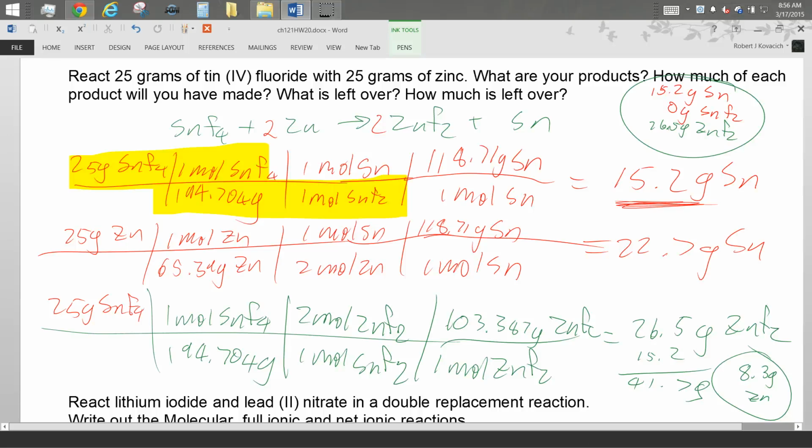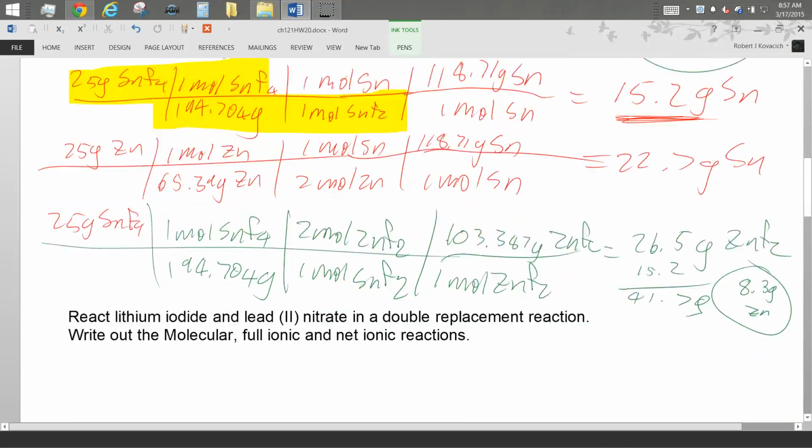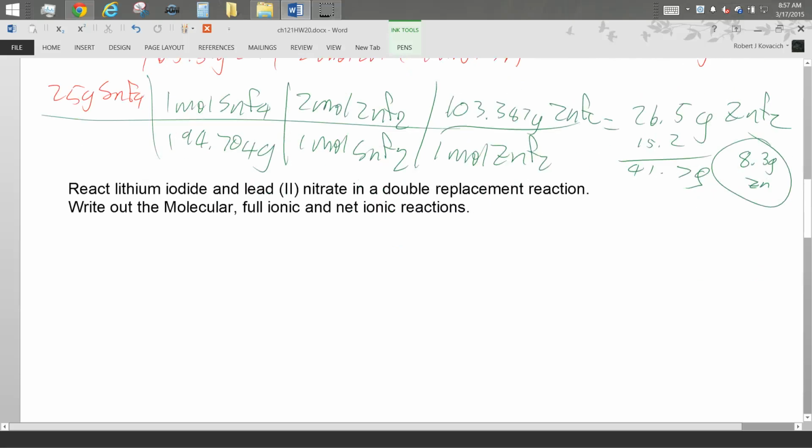And that's why it's not in the products, because it's not being used. Right. It's there, but it's not one of the products. Right.